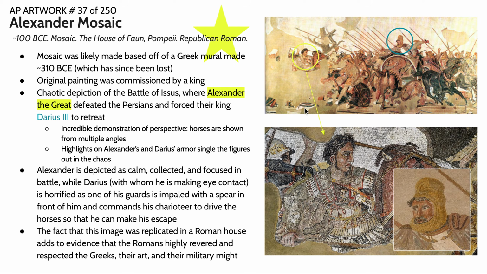So this is a chaotic depiction of the Battle of Issus, where Alexander the Great, who is right here, is defeating the Persians and forcing their king Darius III to retreat. So Darius III is this dude right here. You can see he has kind of a gobsmacked expression on his face. He's obviously not having a great day. He's reaching out kind of like, oh crap, as he's seeing one of his guards being impaled right here.